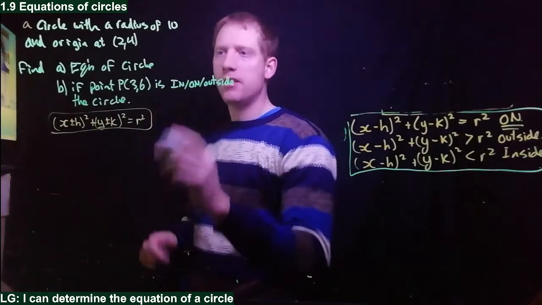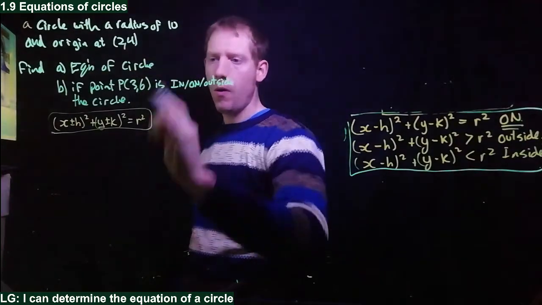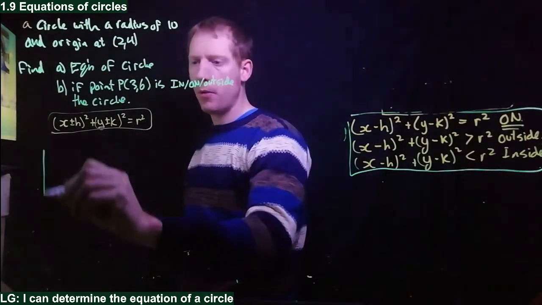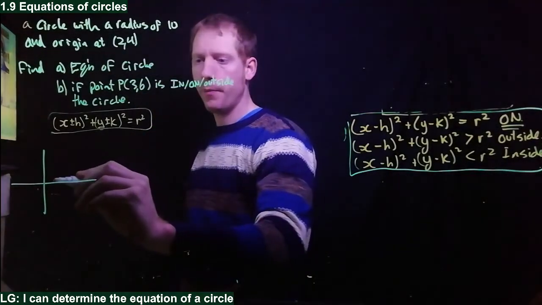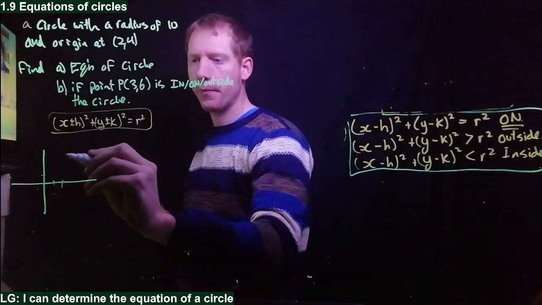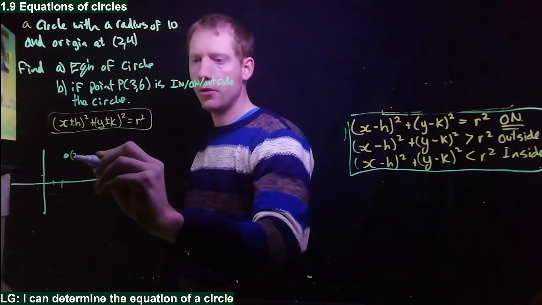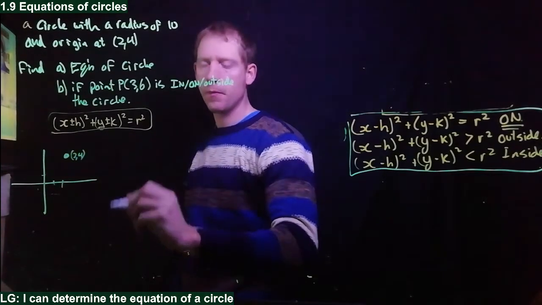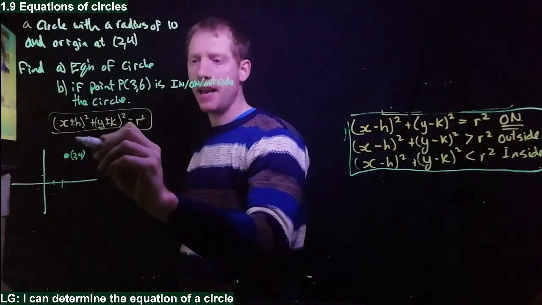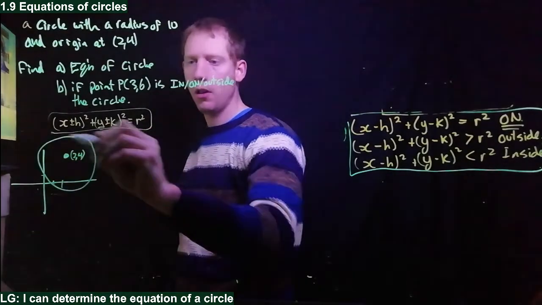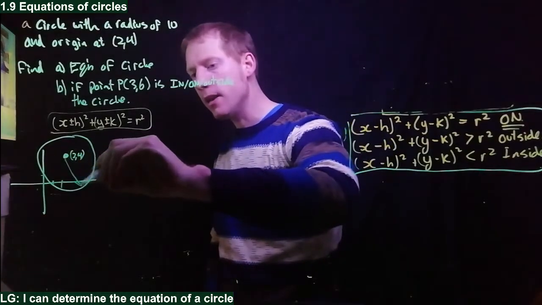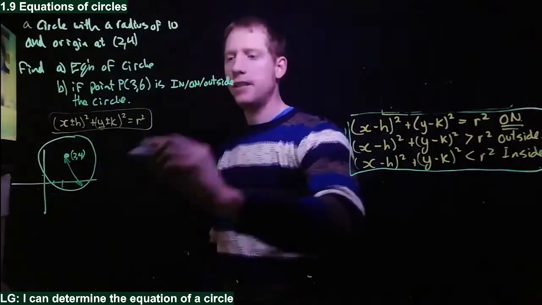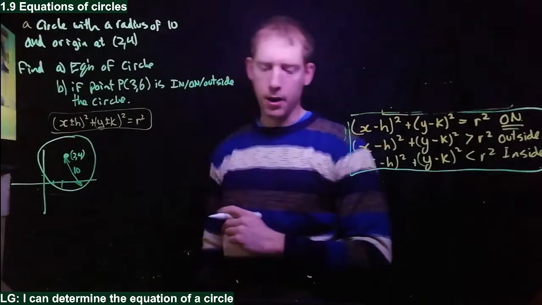This is the universal equation where h and k is a shift of the origin. So in this case, the origin is not (0, 0). If I were to draw this, my origin is (2, 4). My origin's up here, (2, 4), and then the radius is 10. So I have my circle up like that, and the radius is 10 units long.